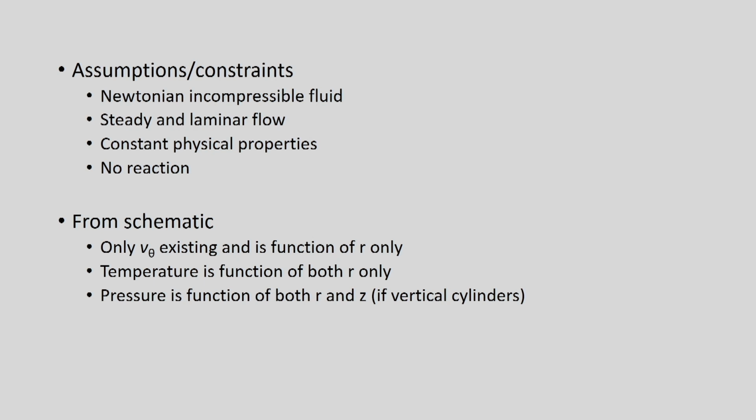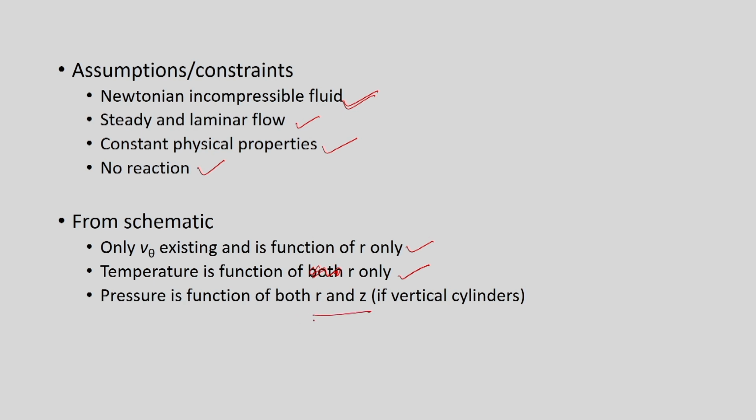What do we assume? Assume a Newtonian incompressible fluid. The type of fluid is not mentioned in the problem, so we take a Newtonian fluid, and the flow is steady and laminar, with constant physical properties that do not change with the temperature difference, and there is no reaction. And we understand from this schematic that only V theta exists and it is a function of R. Temperature is also a function of R only.